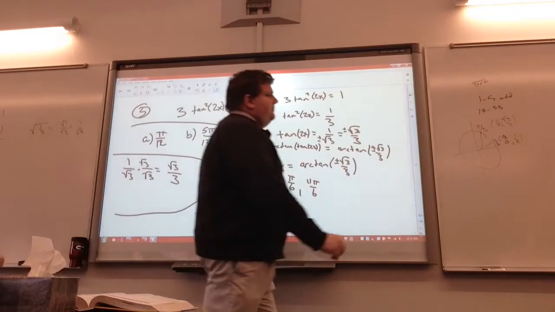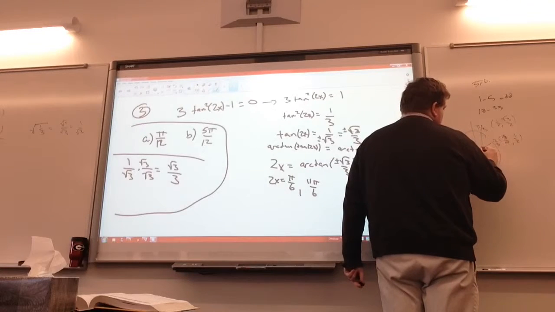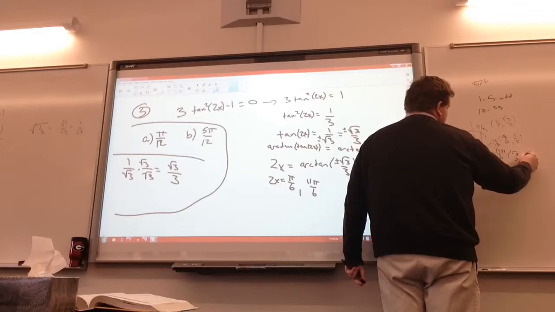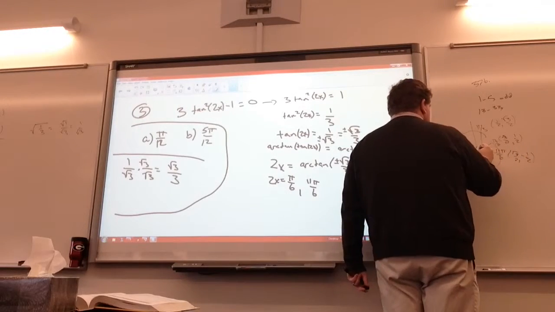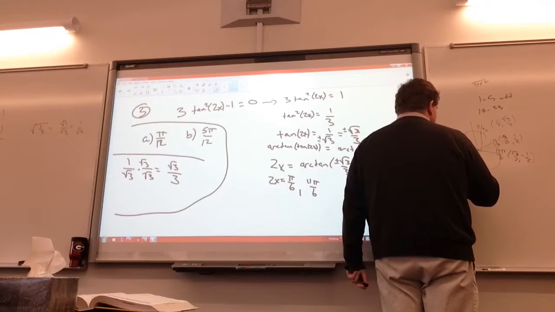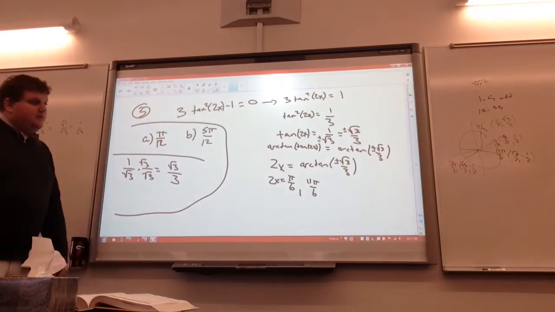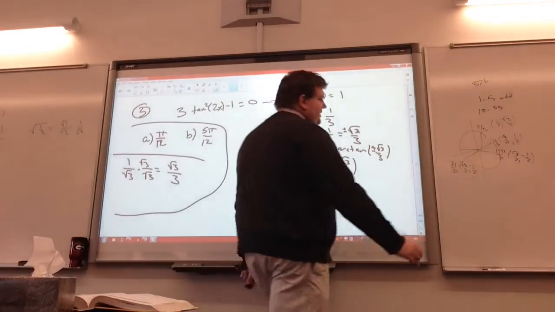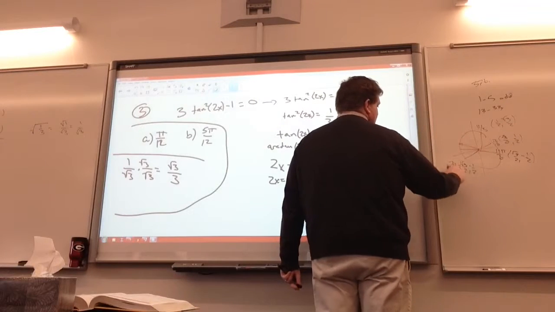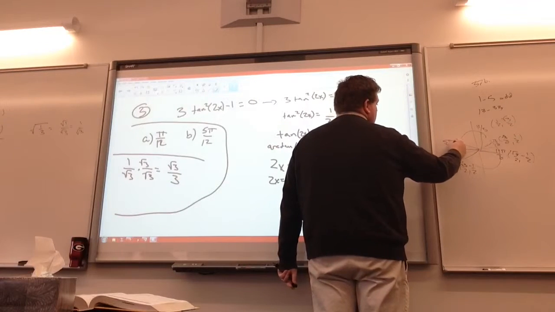Well, so we know pi over 6 works. We know 11 pi over 6 would work. You said 7 pi over 6, would that work? I'd have root 3 over 2, negative root 3 over 2, negative 1/2. If I did that, would I still get plus or minus root 3 over 3? You bet I would. Which also means what other location? 5 pi over 6. Okay?